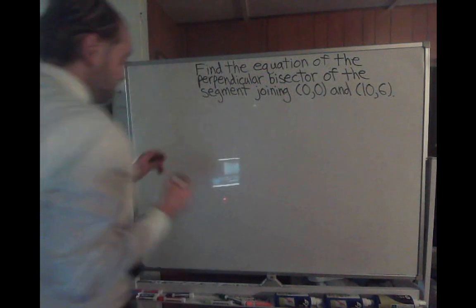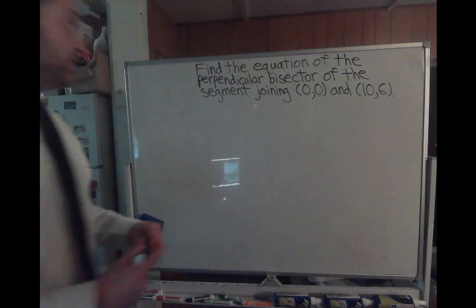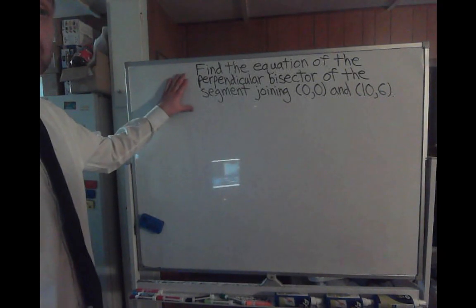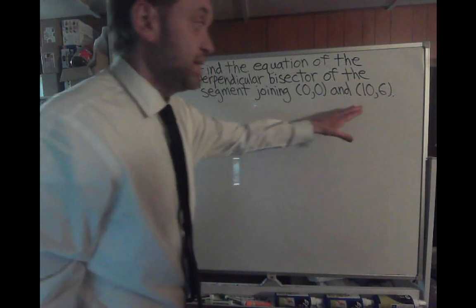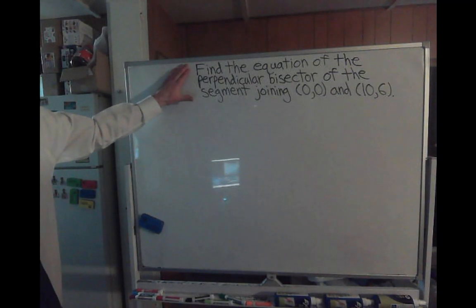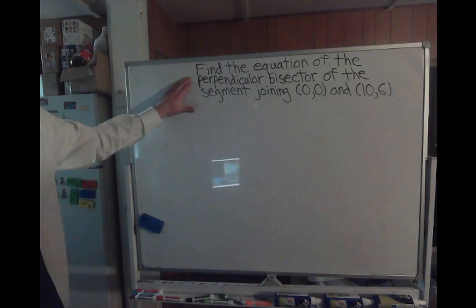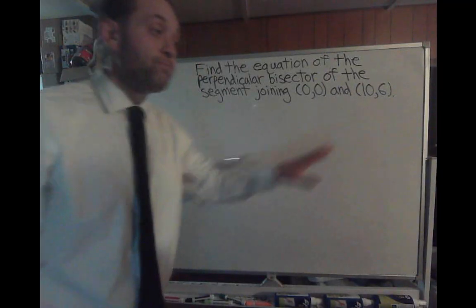Alright, so these last two problems are going to be like this. We need to find the equation of the perpendicular bisector of the segment joining 0, 0, and 10, 6. So let me read that again real quick. Find the equation of the perpendicular bisector of the segment joining 0, 0, and 10, 6.